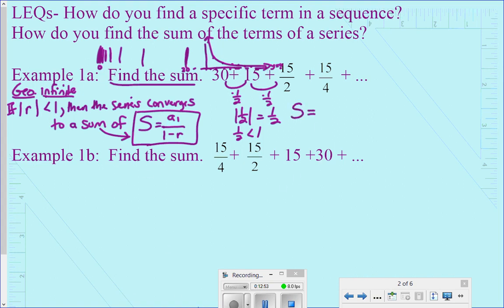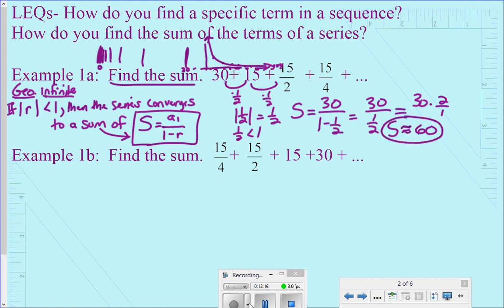S is equal to A sub 1, the first term, 30. And we're going to divide that by 1 minus R, which is 1 minus 1/2. So we have 30 divided by 1/2. Well, that looks familiar. We did that earlier. That's 30 times 2, which is 60. So the sum is, and again, we are approximating that, but the sum is about 60, for this entire infinite geometric series.